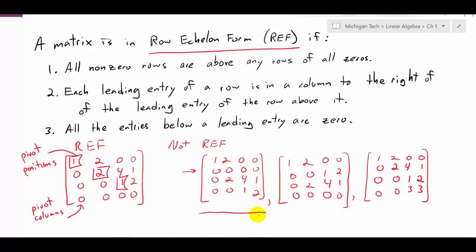This first matrix is not in REF form because it doesn't meet the first criteria. I have an all zero row and it's not at the bottom. So it's failing that first criteria.